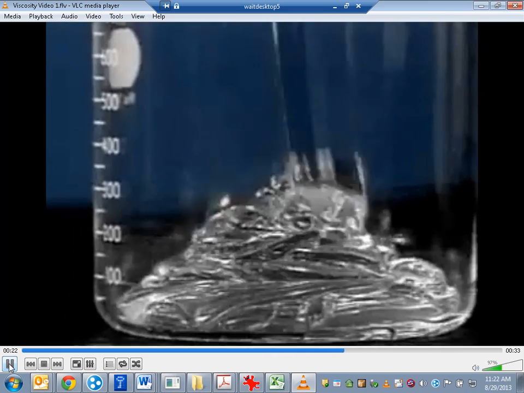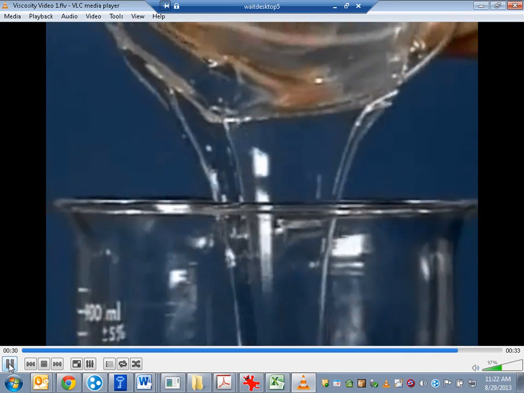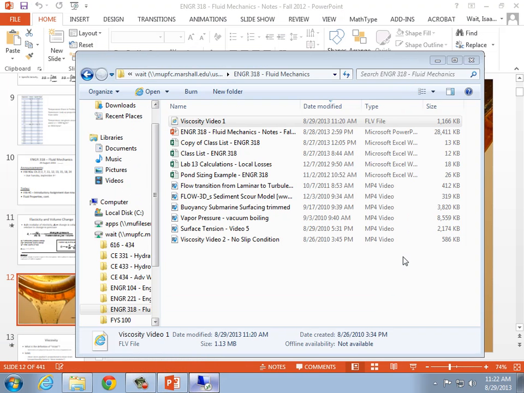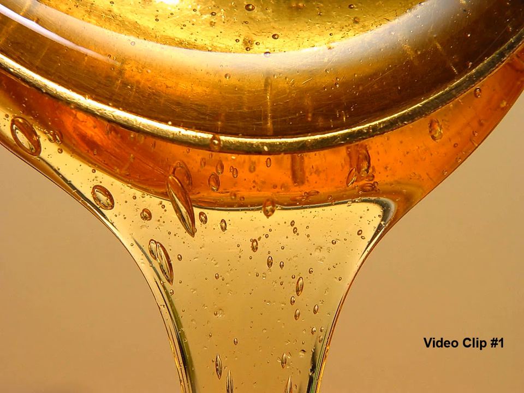Okay. So what's going on there? What is this fluid property that causes that liquid to pour so slowly? It's a refreshing glass of glycerin. You wouldn't want to chug a glass of glycerin. That's what that liquid was. And so, what's going on there in that picture? Any thoughts on this fluid property that causes liquids to pour slowly?